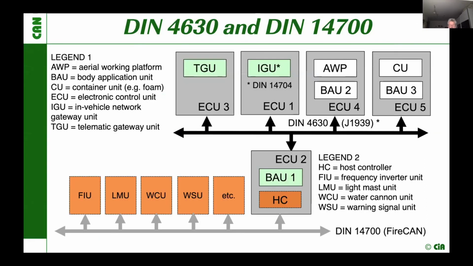Just a different view, more related to the DIN for the firefighting trucks. You see that on the sub-layered DIN 14700 network, which is called FireCAN, we have a lot of different specified devices. This is also, so to say, an application profile, not under the patronage of CiA, but still I'm the editor of this, and I try to keep the documents quite stable and related to CANopen, which was not the case in the past.